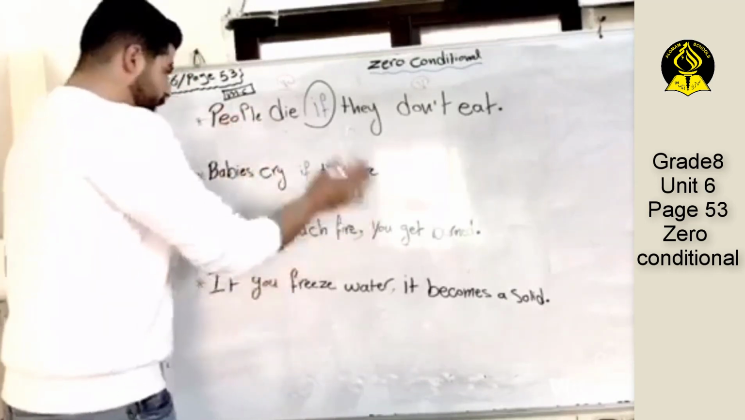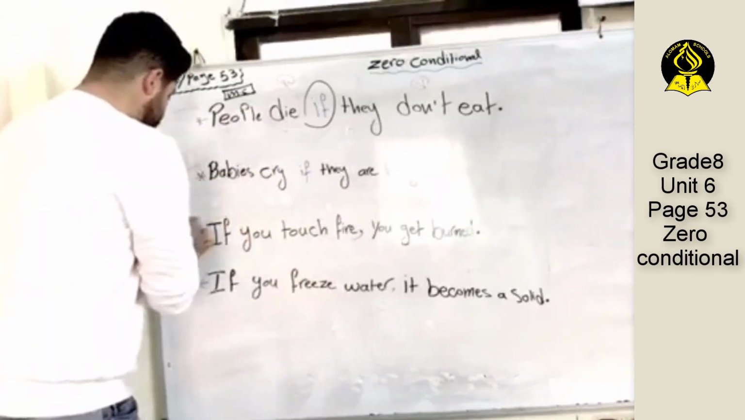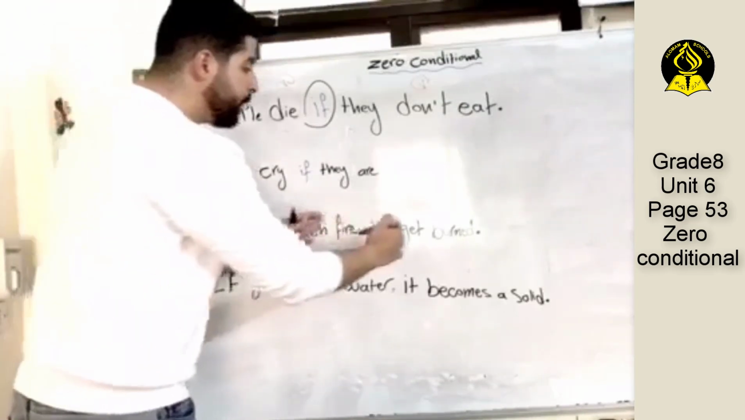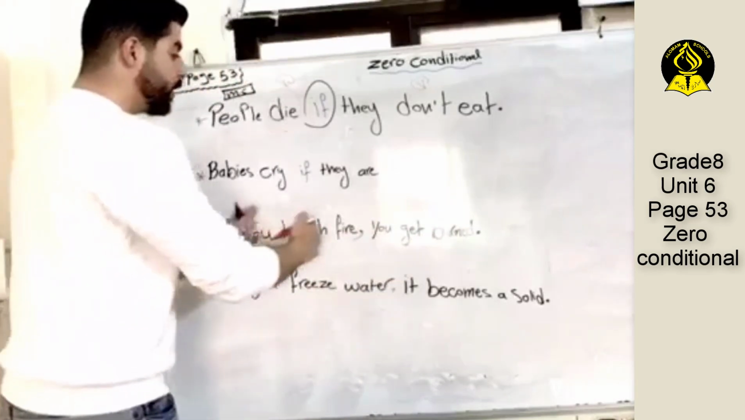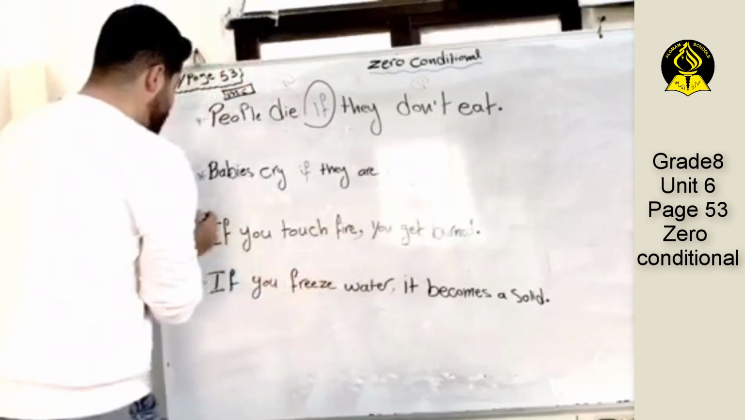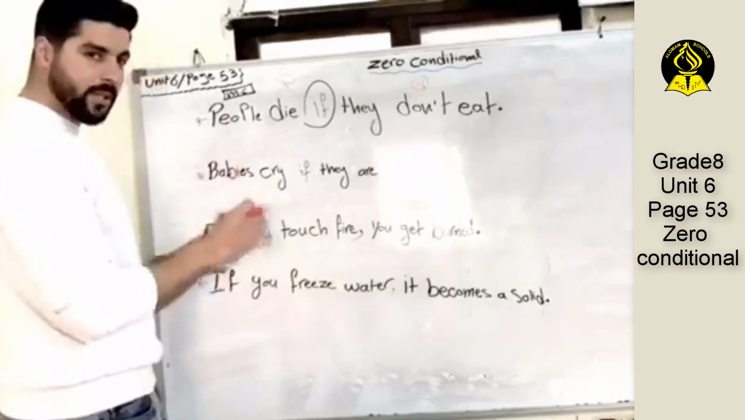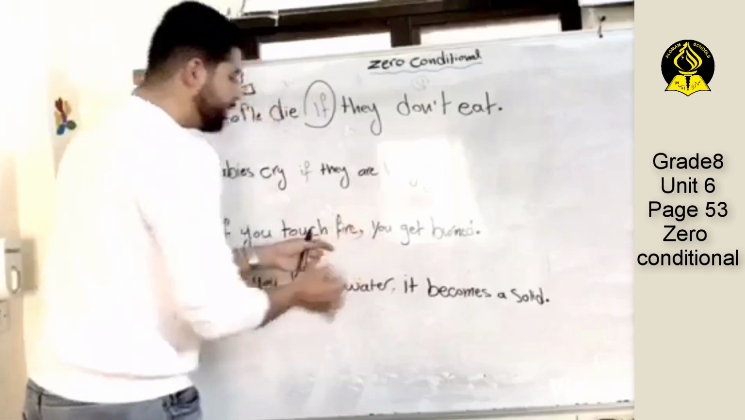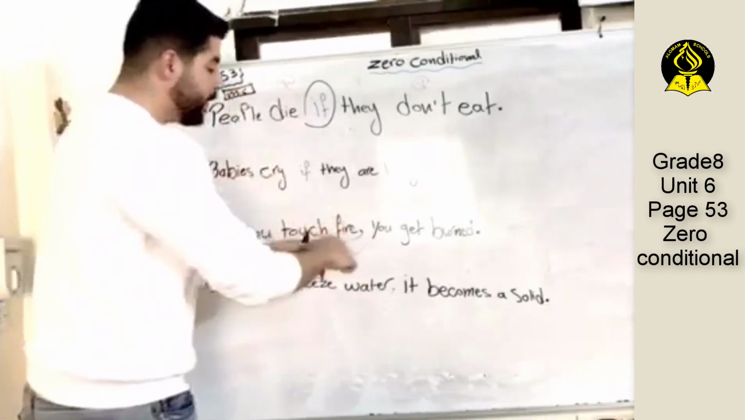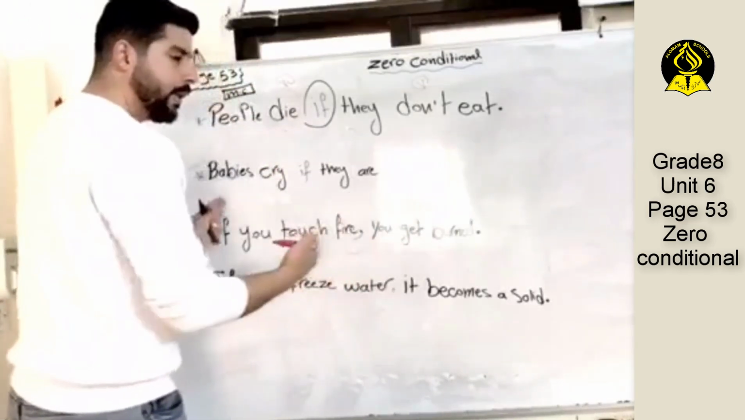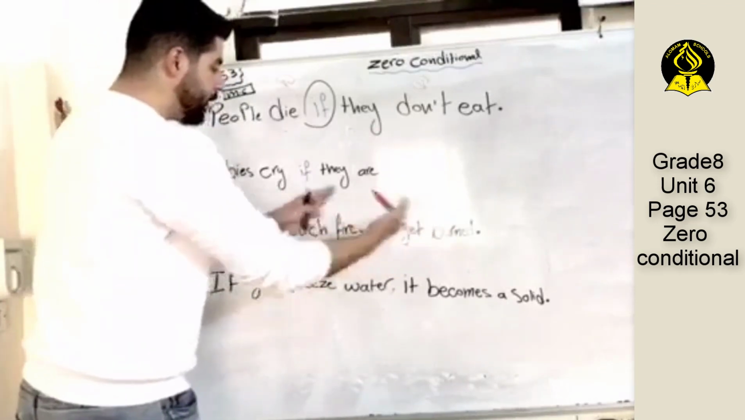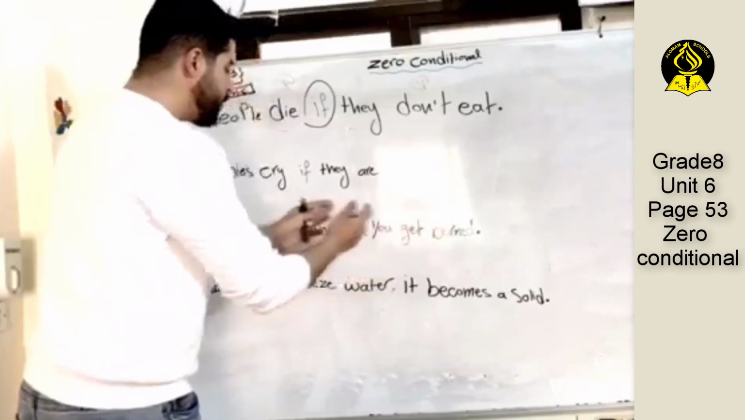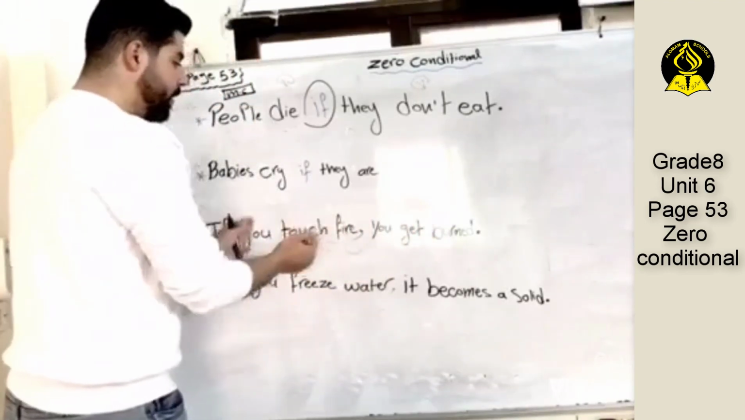Okay. The next one. If you touch fire, you get burned. So the sentence starts with what? With if clause. So we need a comma, or we have to use a comma to separate what? The if clause from the main clause. So this is the if clause and this is the main clause. We have if you touch fire, what's the result?